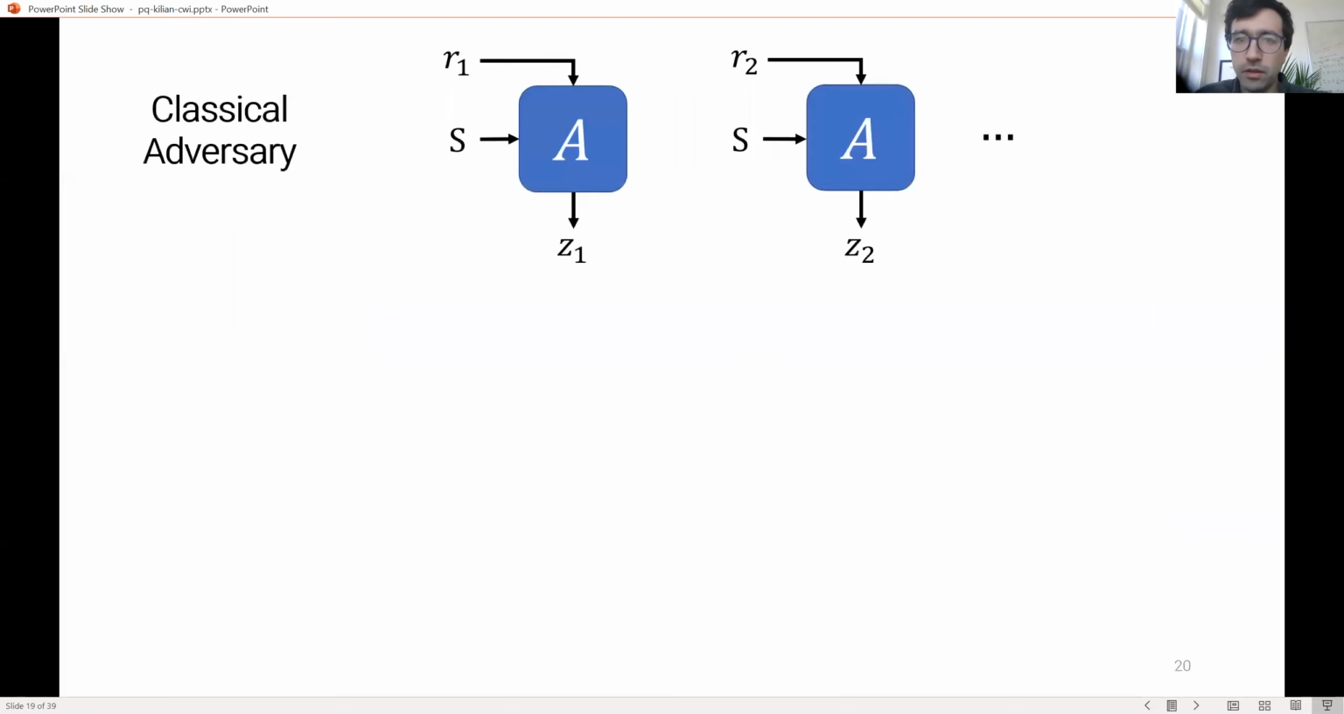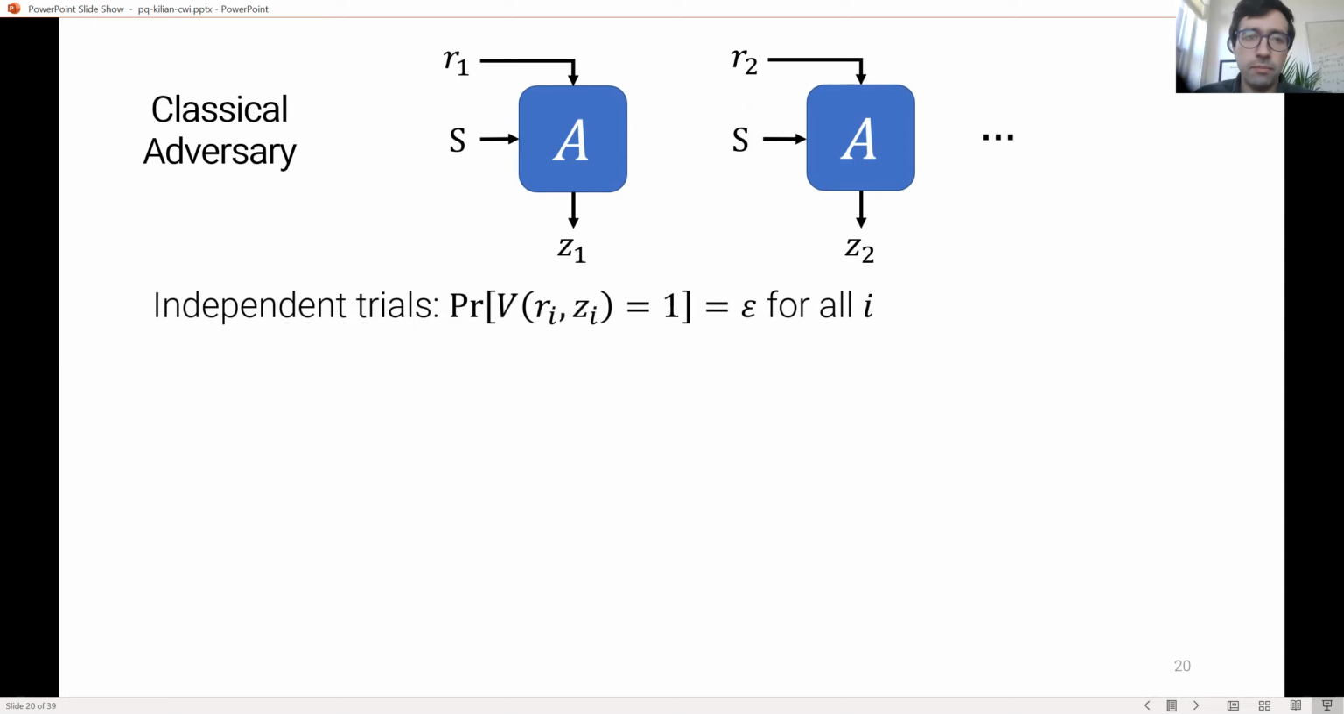Okay. So what does this look like? This is the picture, right? You just make a bunch of copies of the adversary, and you run it a bunch of times, and the probability that any of these succeeds is epsilon. And these are independent for all instances, because you just made independent copies.